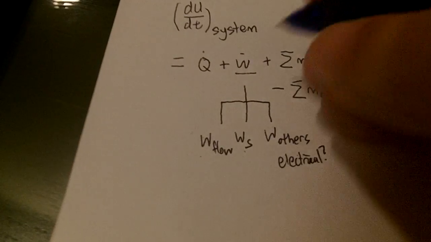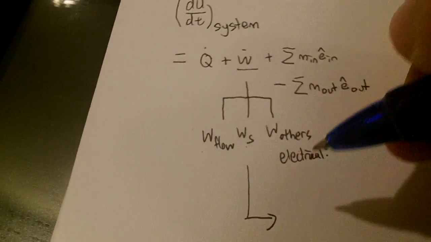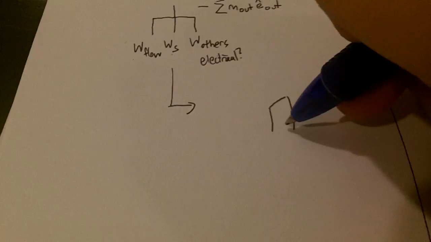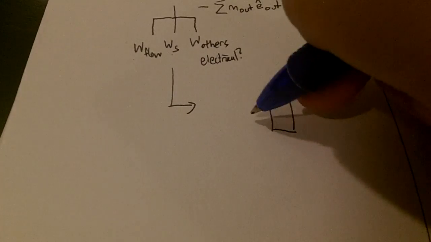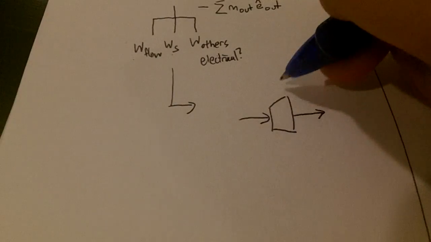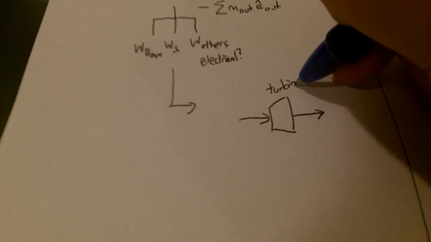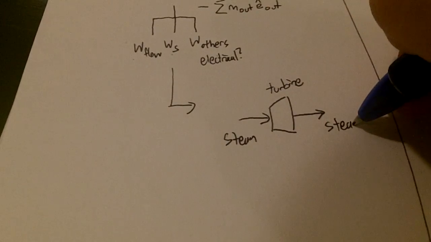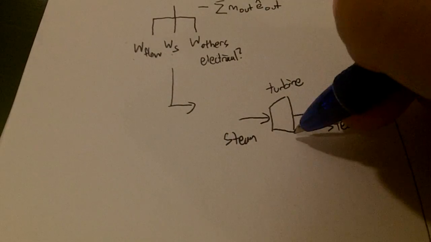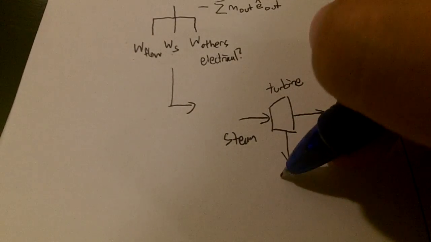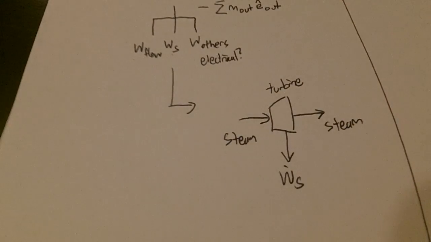The shaft work is pretty straightforward. Let's say you have a turbine with steam coming in and steam going out. Turbine. And out of the turbine you have a shaft spinning, and you get mechanical work out of this turbine. Now that is called shaft work.